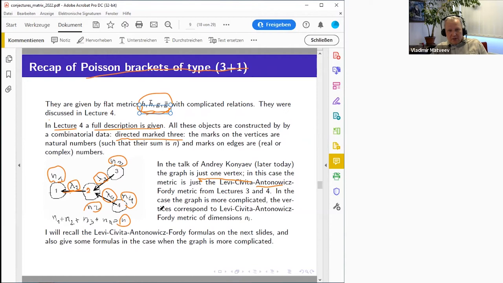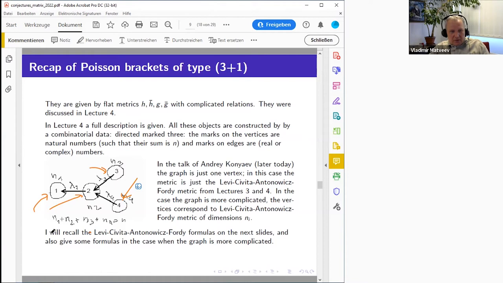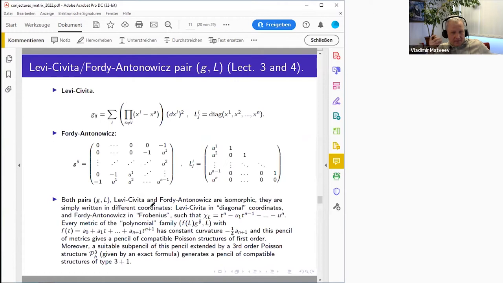But this Levi-Civita metric or Antonov metric is also used in the whole construction, so they correspond to the building blocks. So for today, at least, we need only the Levi-Civita-Antonov formula. So let me recall it on the next slide. It is a formula we have seen in the pre-recorded lecture.